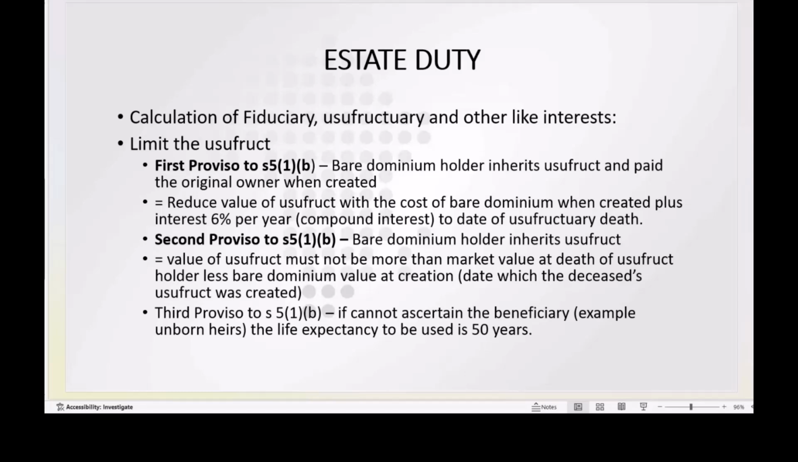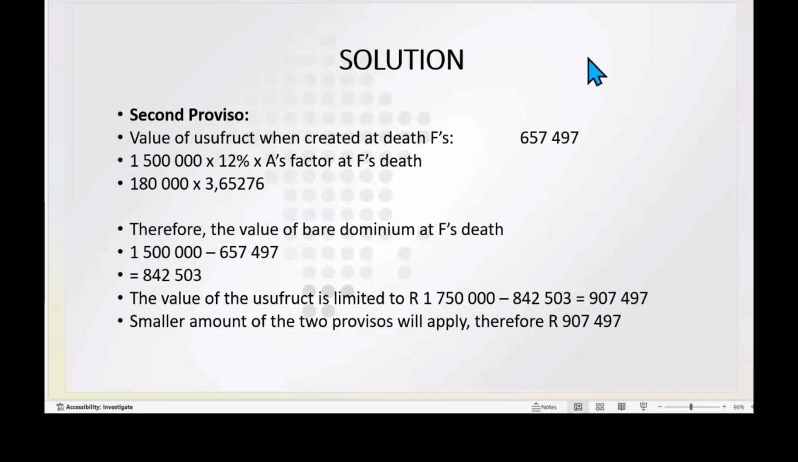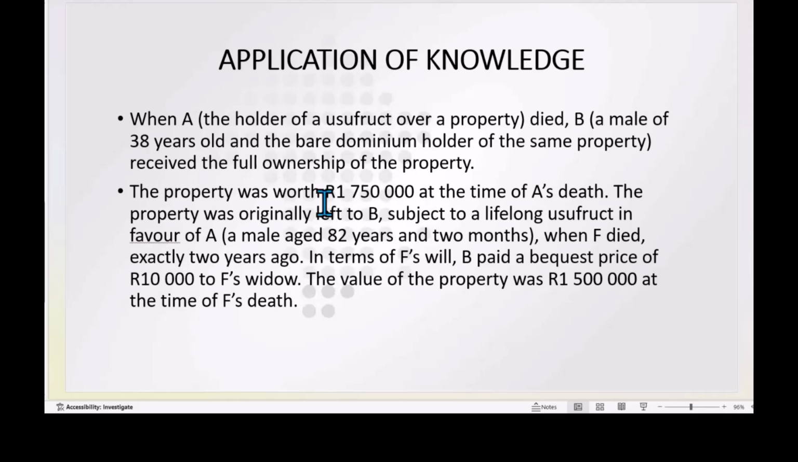So now we need to go and calculate what is the usufruct at the time of death of F, right? So we would take the 1.5 million multiplied by 12%, and we would use A's factor, because he was the beneficiary of that usufruct, and we would take that and multiply it by the factor. At the time, he would have been 82 years old, right? When he died, when F died.